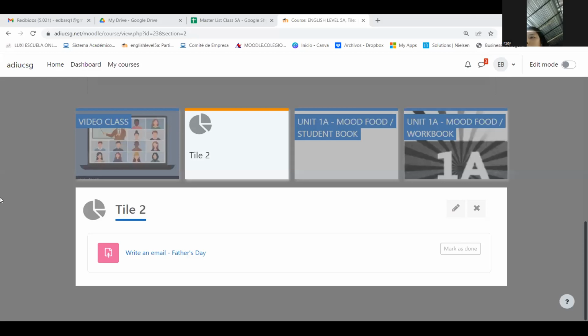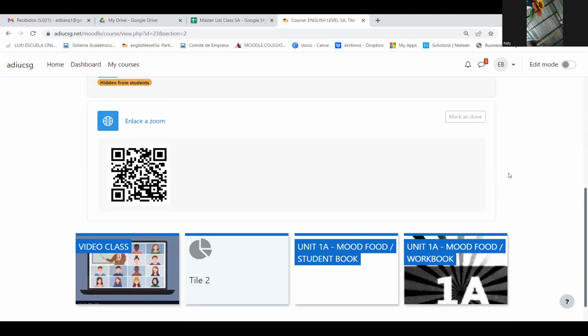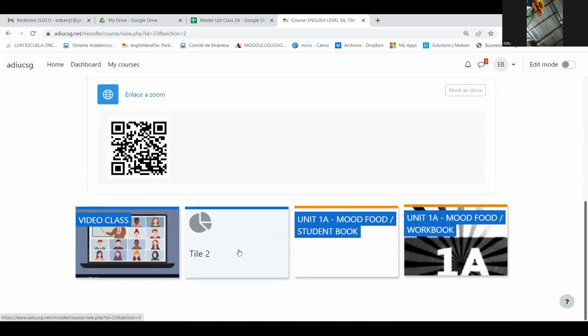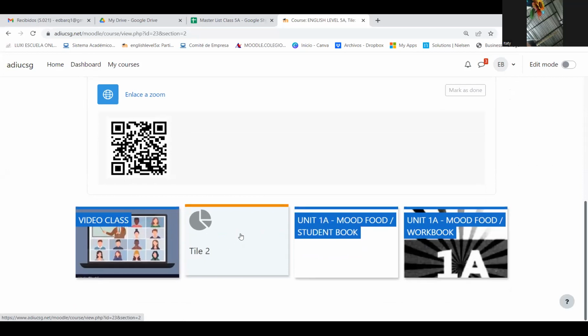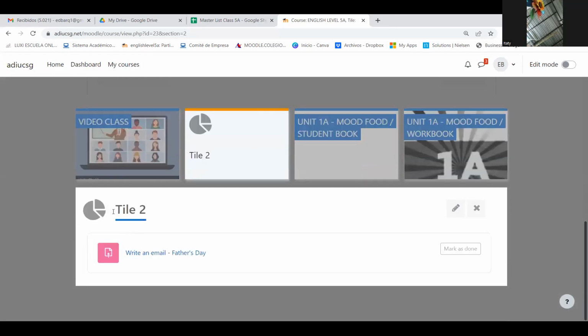In Moodle, once again, just like you have the tiles for the student's book and the workbook, there's a tile called tile 2. All right, I believe I changed the name. I don't know what happened. I'm going to change it again. And you have this first activity, write an email Father's Day.